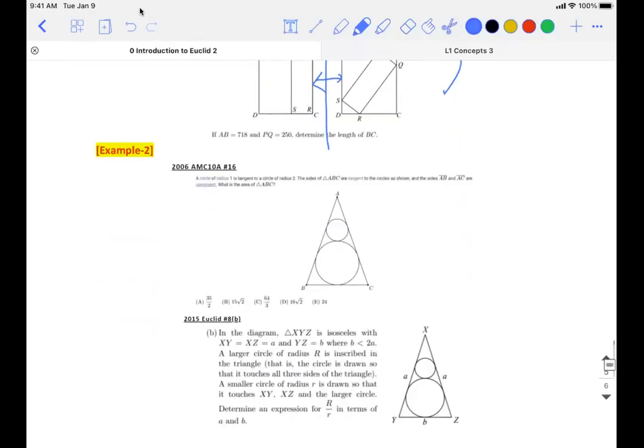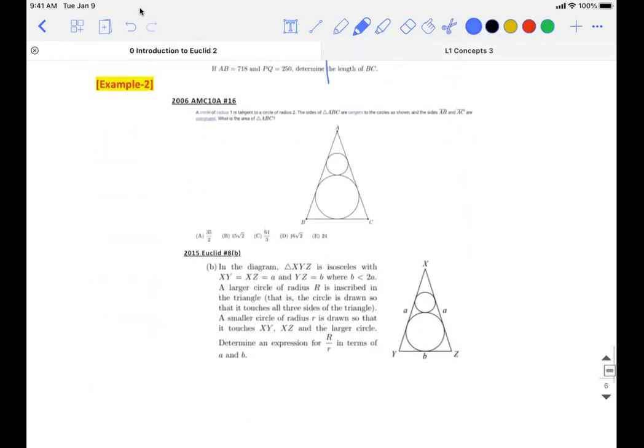Okay. The second example is one of the problems from 2006 AMC 10A, question number 16, and 2015 Euclid question number 8, B part. This one, I don't even have to explain too much. They don't even bother changing the graph, right? Even the graph is exactly the same. So I think 2 examples is good enough.